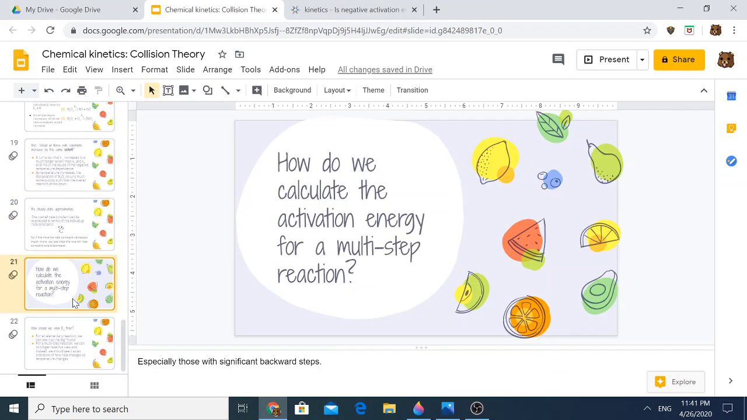So the answer for this is that the calculation can be done, but it's not so simple. We need to do some mathematical treatments first for a multi-step reaction.